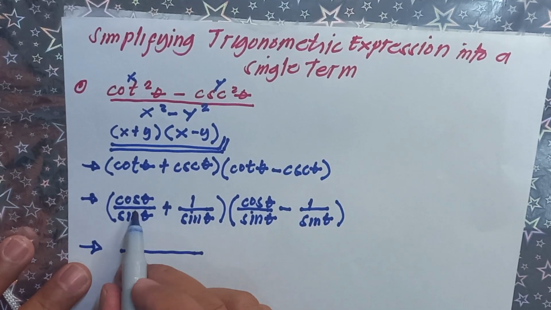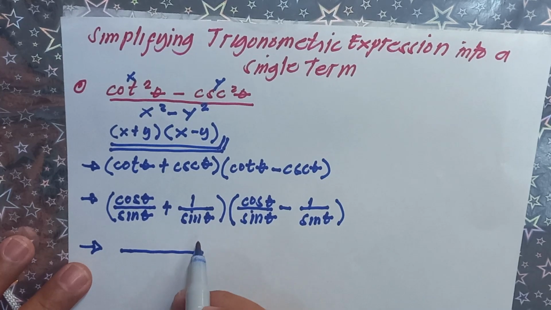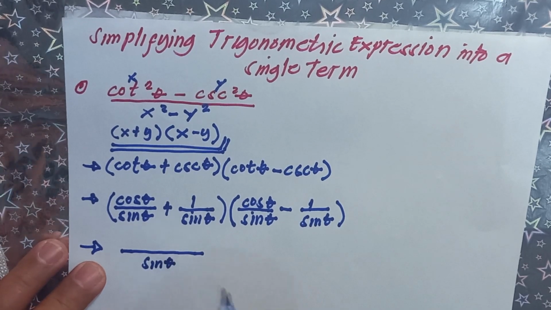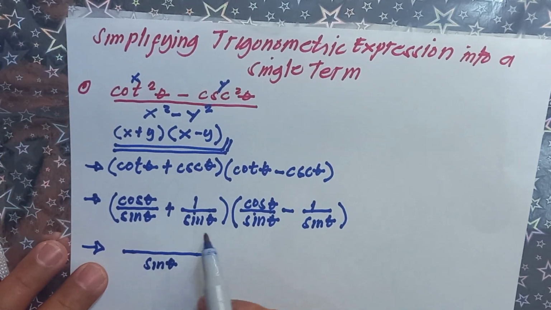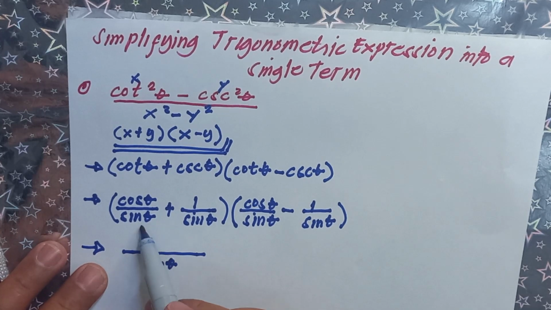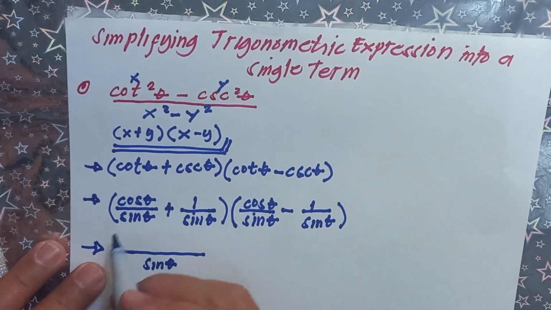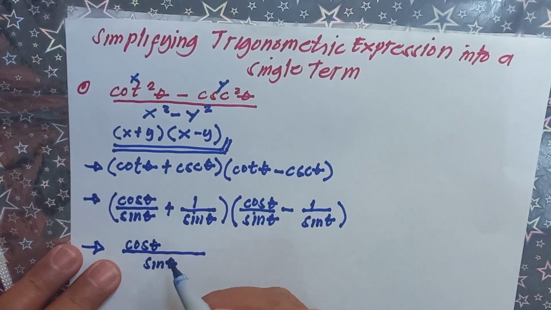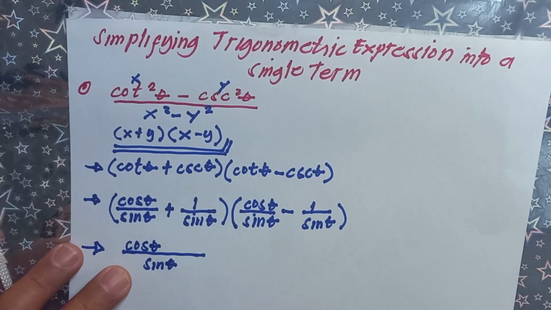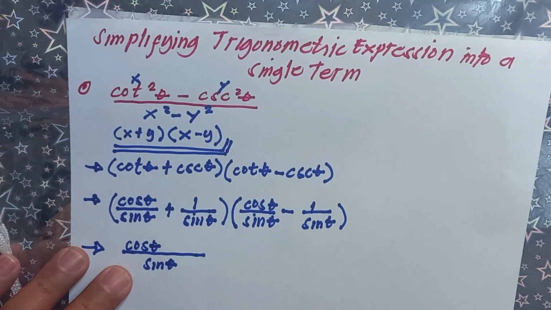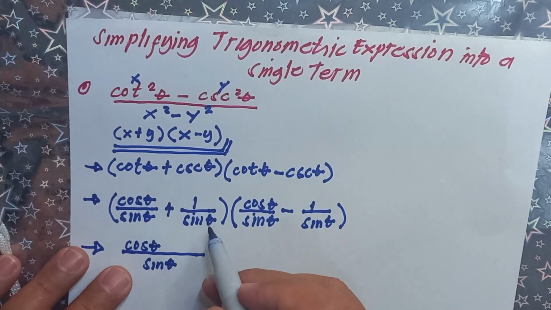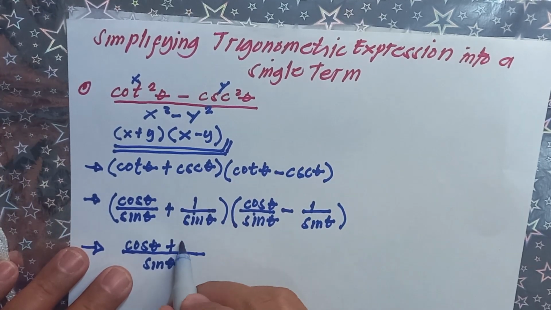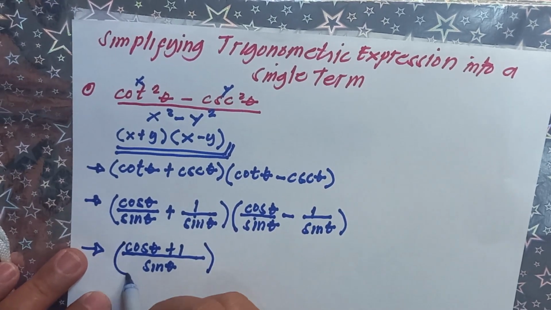And so what is the LCD of cosine theta over sine theta plus 1 over sine theta? That is the same, sine theta, that is the LCD. So now let's add: sine theta divided by sine theta is 1, multiplied by cosine theta, it will give you cosine theta. Now what about this one? Sine theta divided by sine theta is 1, multiplied by 1, and so we have plus 1.